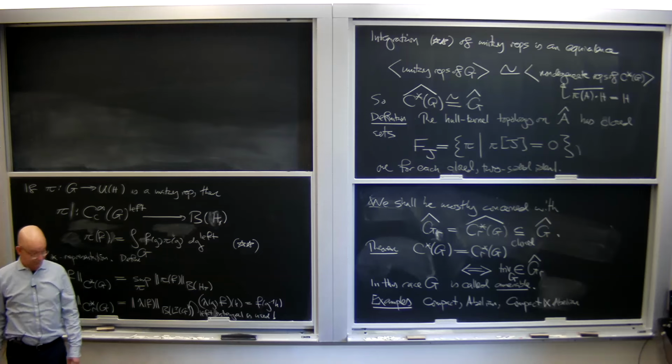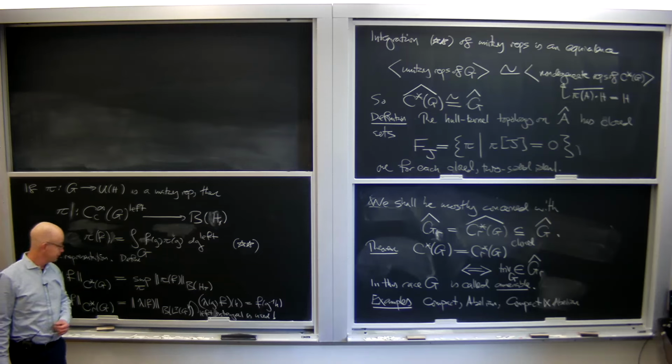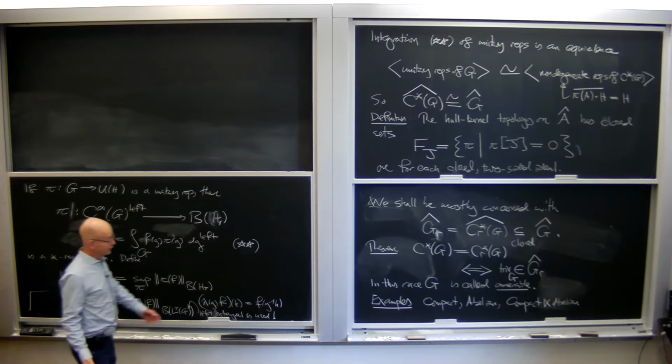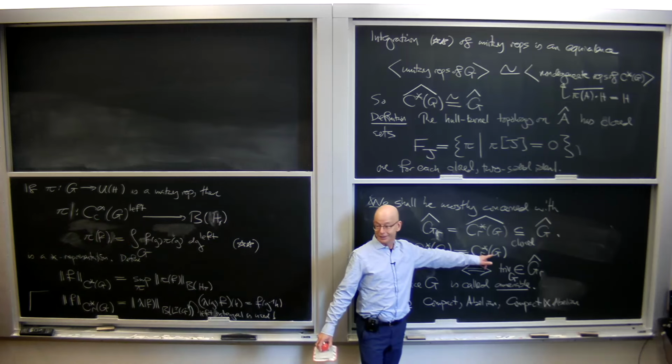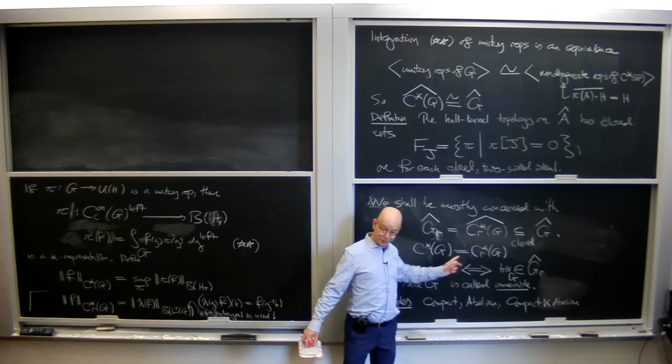Don't want you running off and getting into trouble trying to calculate the K-theory of C star of G. Just don't do that. Unless the group is compact, then you're in this situation. Then it's okay. You can attempt to calculate the K-theory of this, no problem. Just don't attempt to calculate the K-theory of this, except when these two guys are equal.